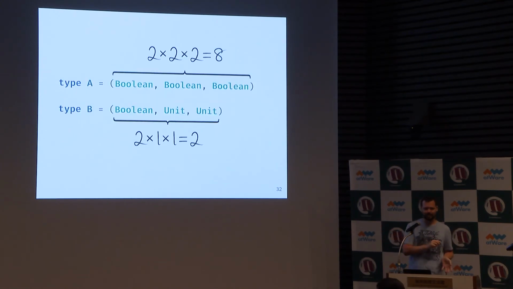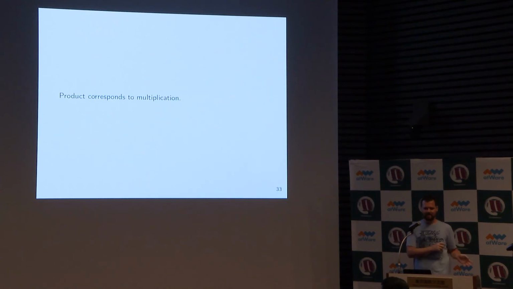So to calculate the total number of inhabitants of a product, we take the number of inhabitants of the types inside the product and we multiply them. So you see some intuition, like somehow it's very similar to multiplication of numbers.